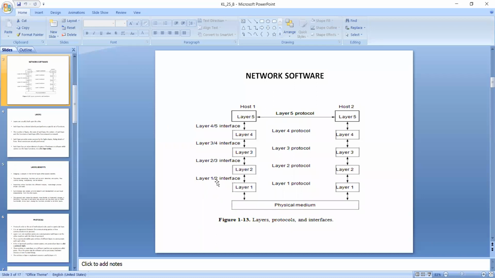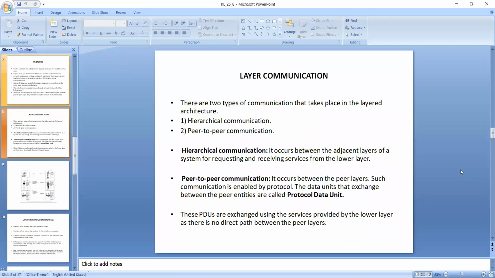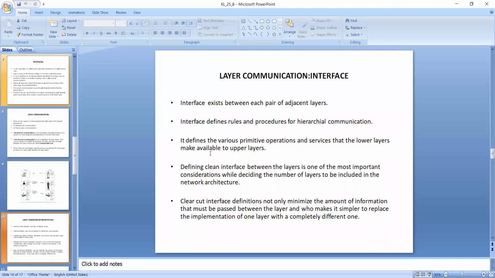So here it is the layer 1 by 2 interface. The numerator indicates the lower layer and the denominator indicates the upper layer. So the lower layer is 1 and the upper layer is 2: layer 1 by 2 interface. Similarly, layer 2 and layer 3 give the layer 2 by 3 interface, layer 3 and layer 4 the layer 3 by 4 interface, layer 4 and 5 the layer 4 by 5 interface. So an interface exists between each pair of adjacent layers. The interface defines rules and procedures for hierarchical communication, whereas protocols define rules and methods for the same layers.